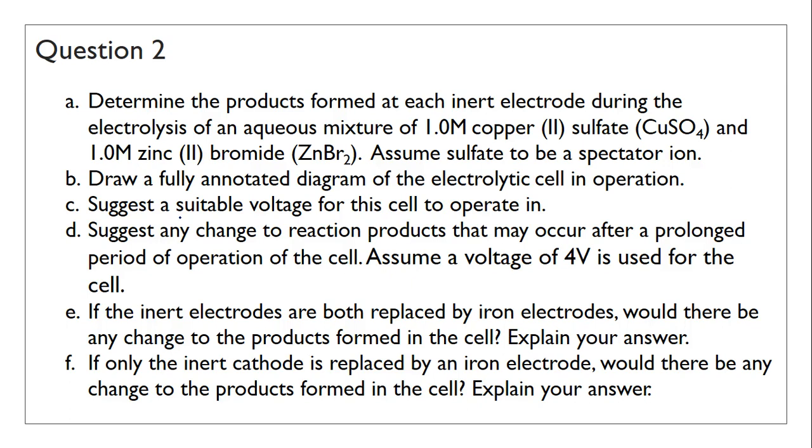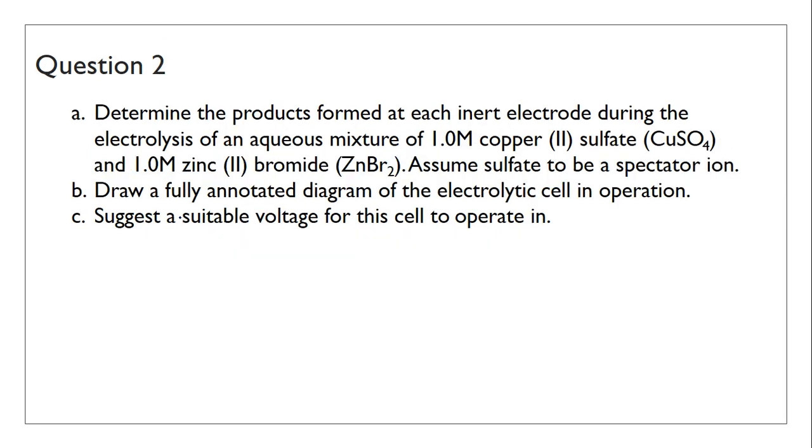So very similar to question 1, at least for parts A and B. You have to determine the products formed at inert electrodes. Okay, let's just take it one step at a time. Let's start with parts A, B, and C. Determine the products formed at each electrode during the electrolysis of an aqueous mixture of 1.0 molar copper 2 sulfate and 1.0 molar zinc bromide. What this means is that the two solutions are mixed together into one single electrolyte. We're going to assume that sulfate is a spectator ion, because you're not going to be able to find it on the electrochemical series. You then have to draw a diagram of this cell and then suggest a suitable voltage.